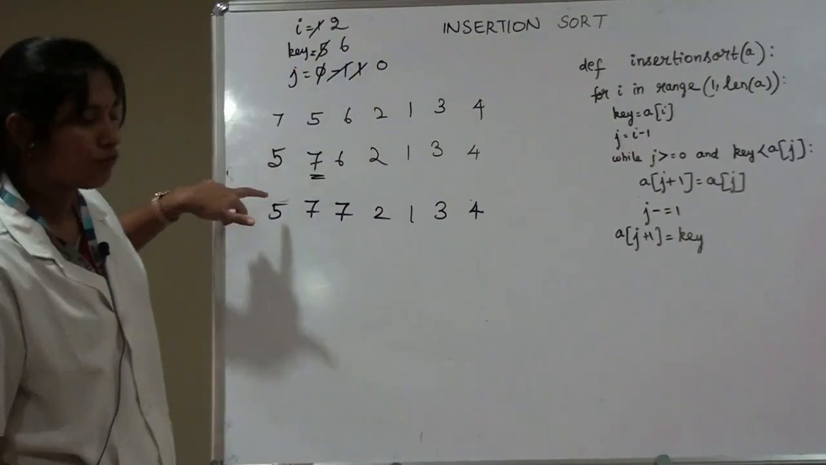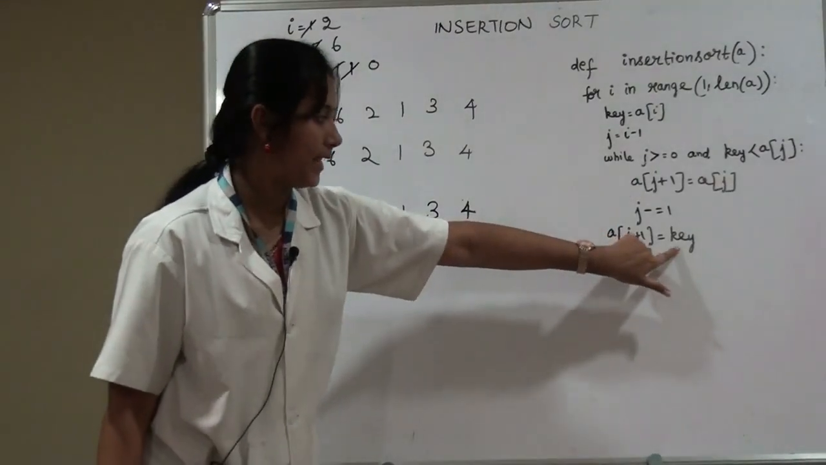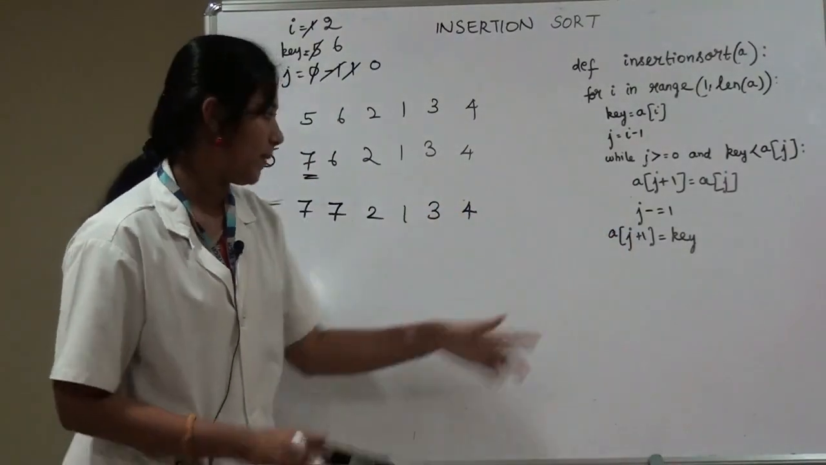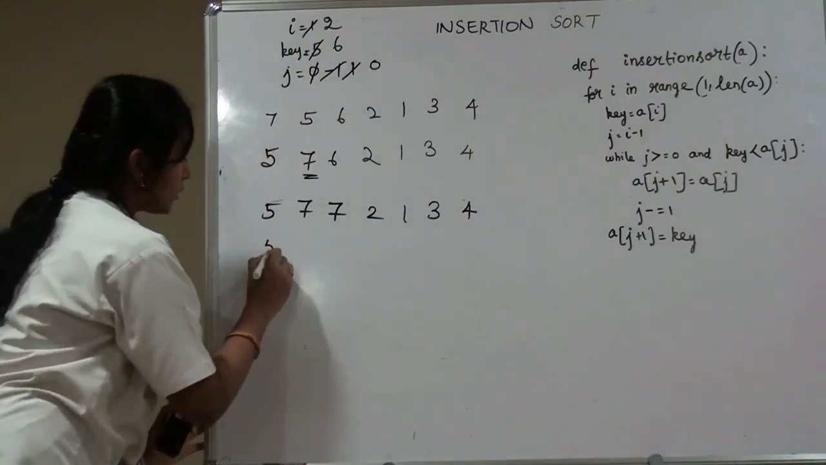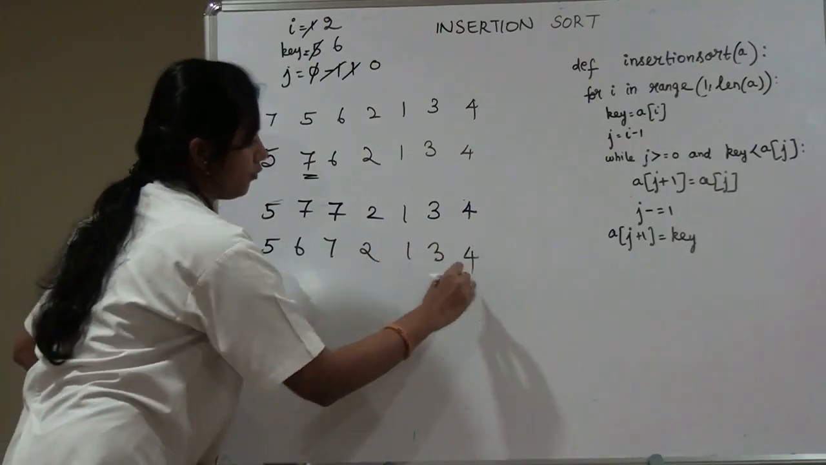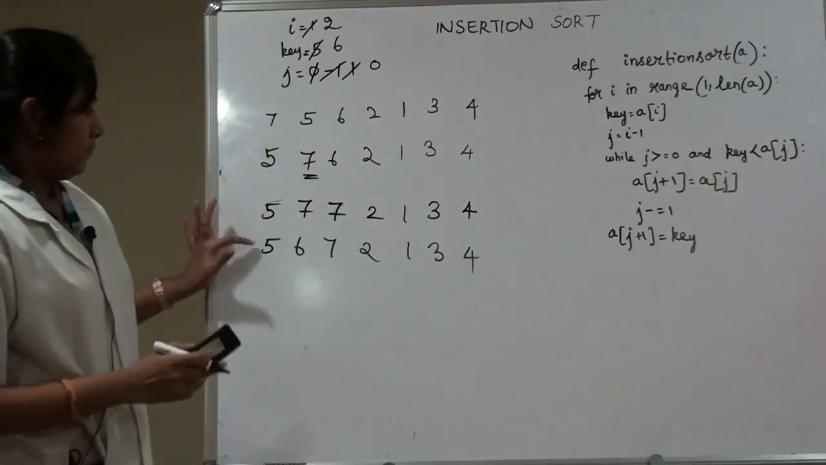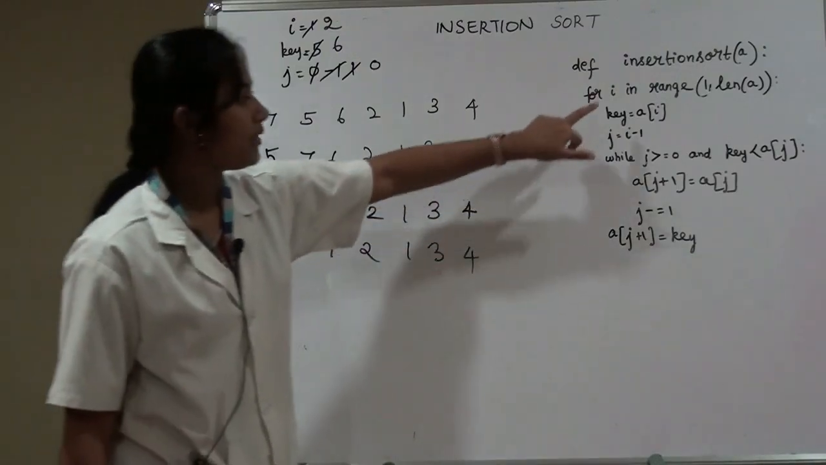So the condition is false. So we will exit from the loop and then place the key value at the position A[j+1]. So at A[1], we will place the key value. So what will happen? 5, 6, 7, 2, 1, 3, 4. Okay. So this is the end of the second iteration. Now we will move on to the third iteration.